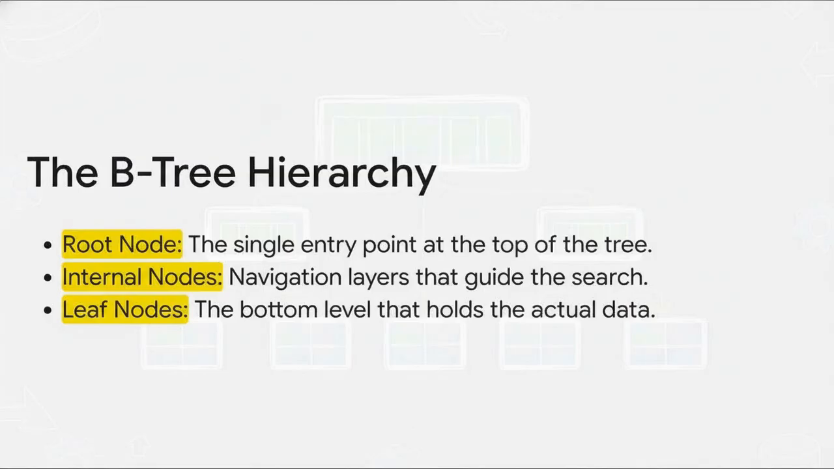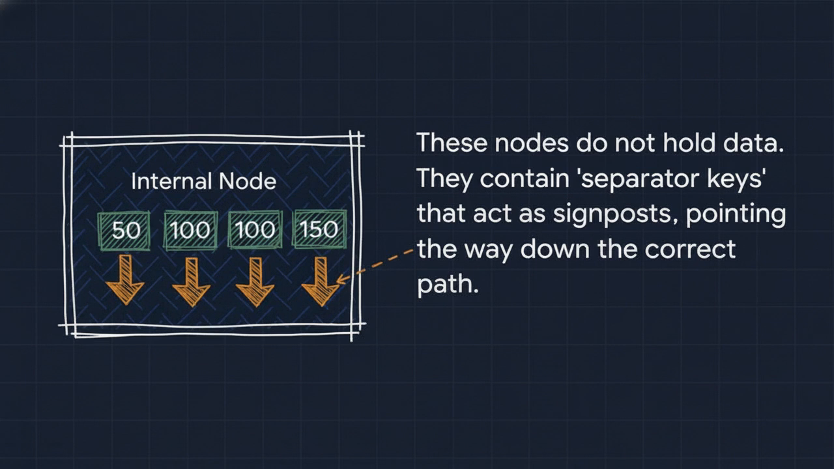That's it: root, internal nodes, and leaf nodes. Now, this next part is absolutely critical to understand. Those internal nodes, the ones in the middle, they don't actually hold the data you're looking for. Not at all. Think of them as just a series of highway signs. They hold separator keys that basically just point the way.